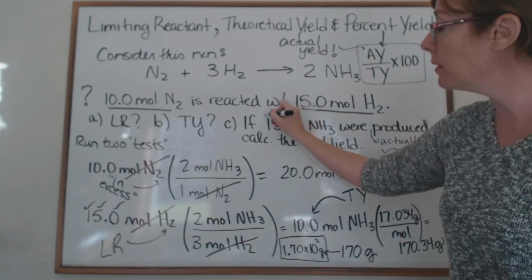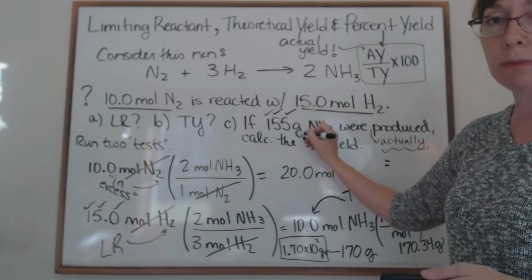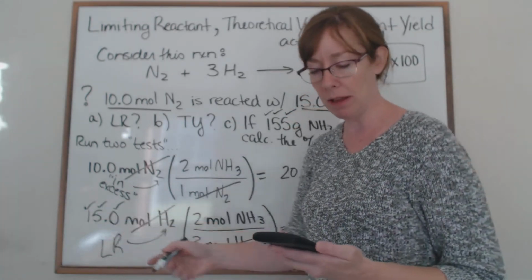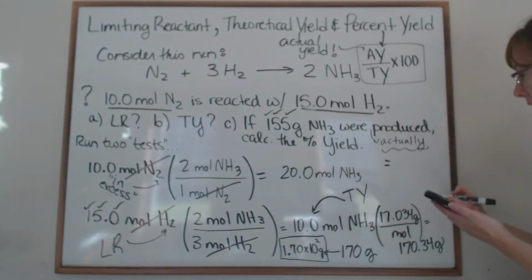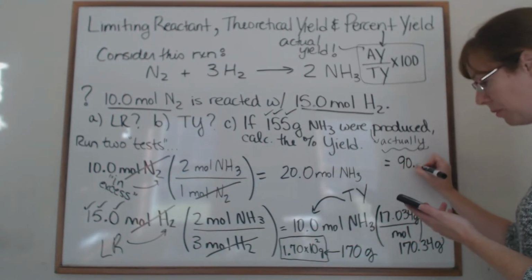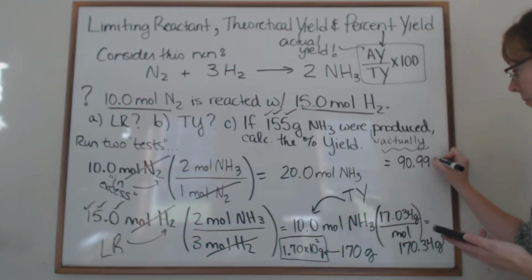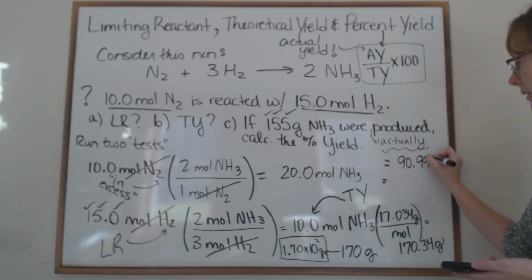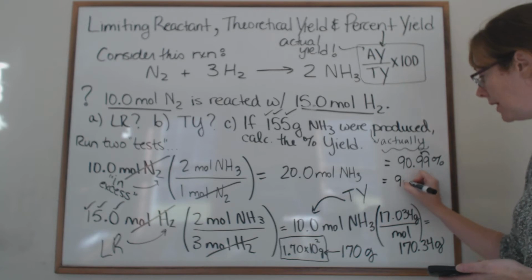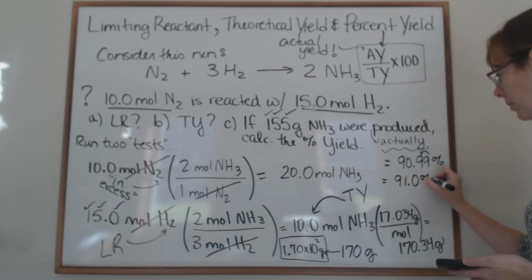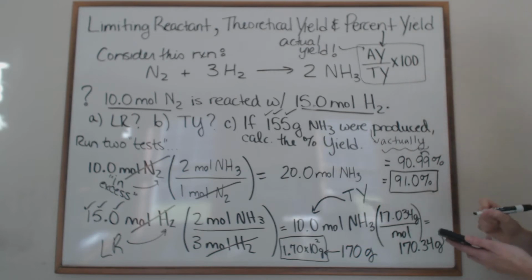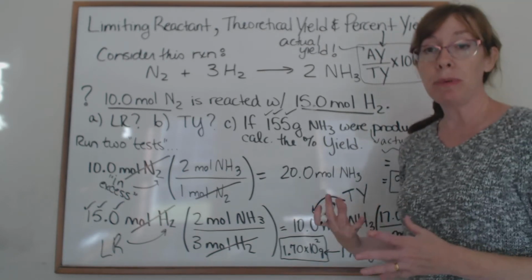And if you look back at the sig figs that went into my problem, this one had 3. This one really also was limited by the 3 there. So the answer would be 90.99%, but with only 3 sig figs, so it gets bumped up to 91.0%. That would be the right answer. 91.0%. So it's a pretty good percent yield.